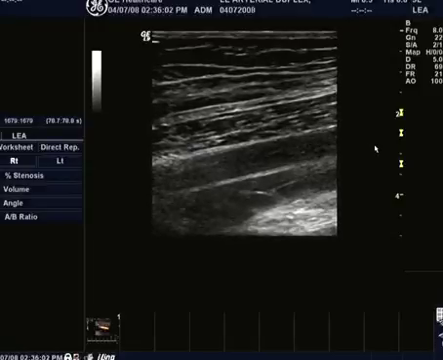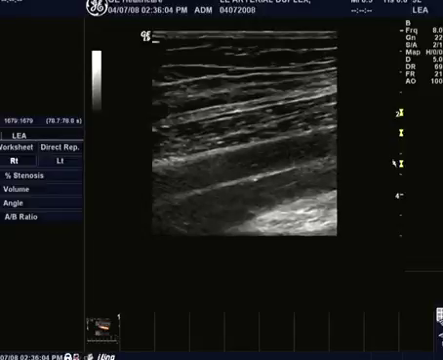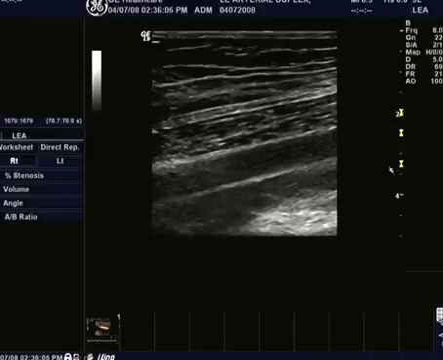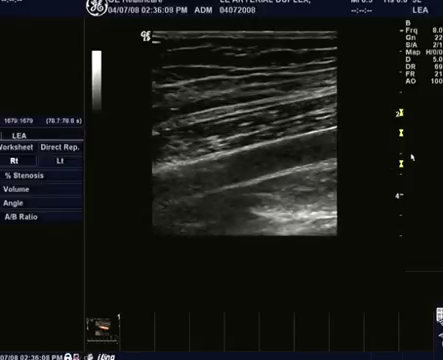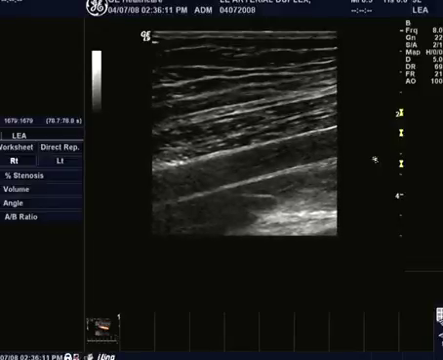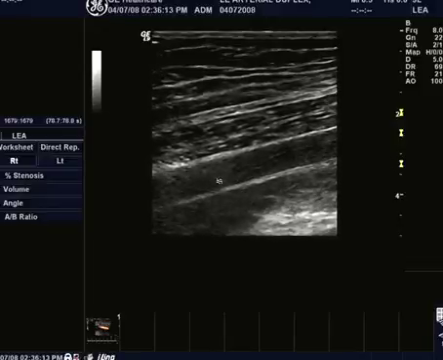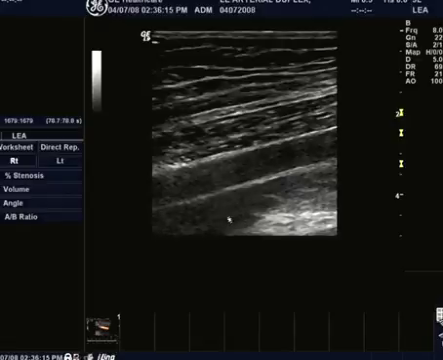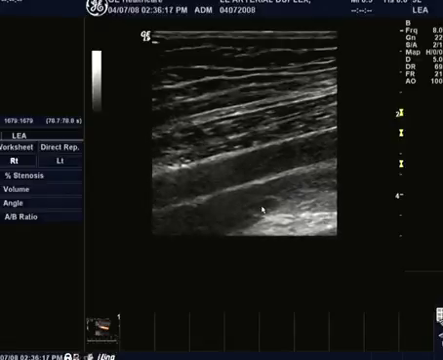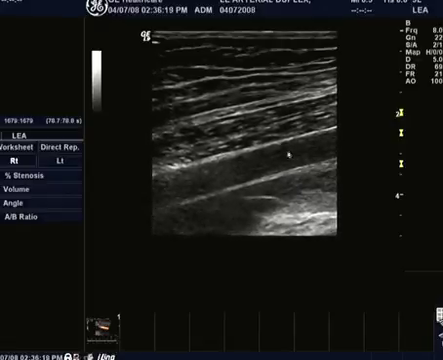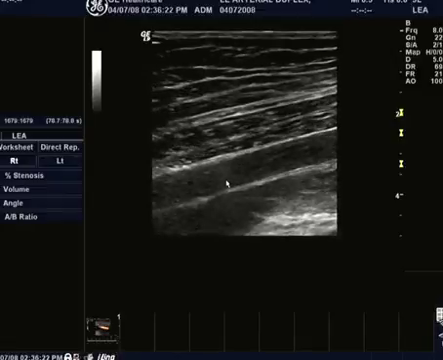We certainly want to make sure our focal zones, which on this system are represented by these little markers over here, are at about the level we're interested in. Here's our superficial femoral artery. The femoral vein is beneath it. You can see a valve within the femoral vein here. But we're really concerned with optimizing the image of the artery.